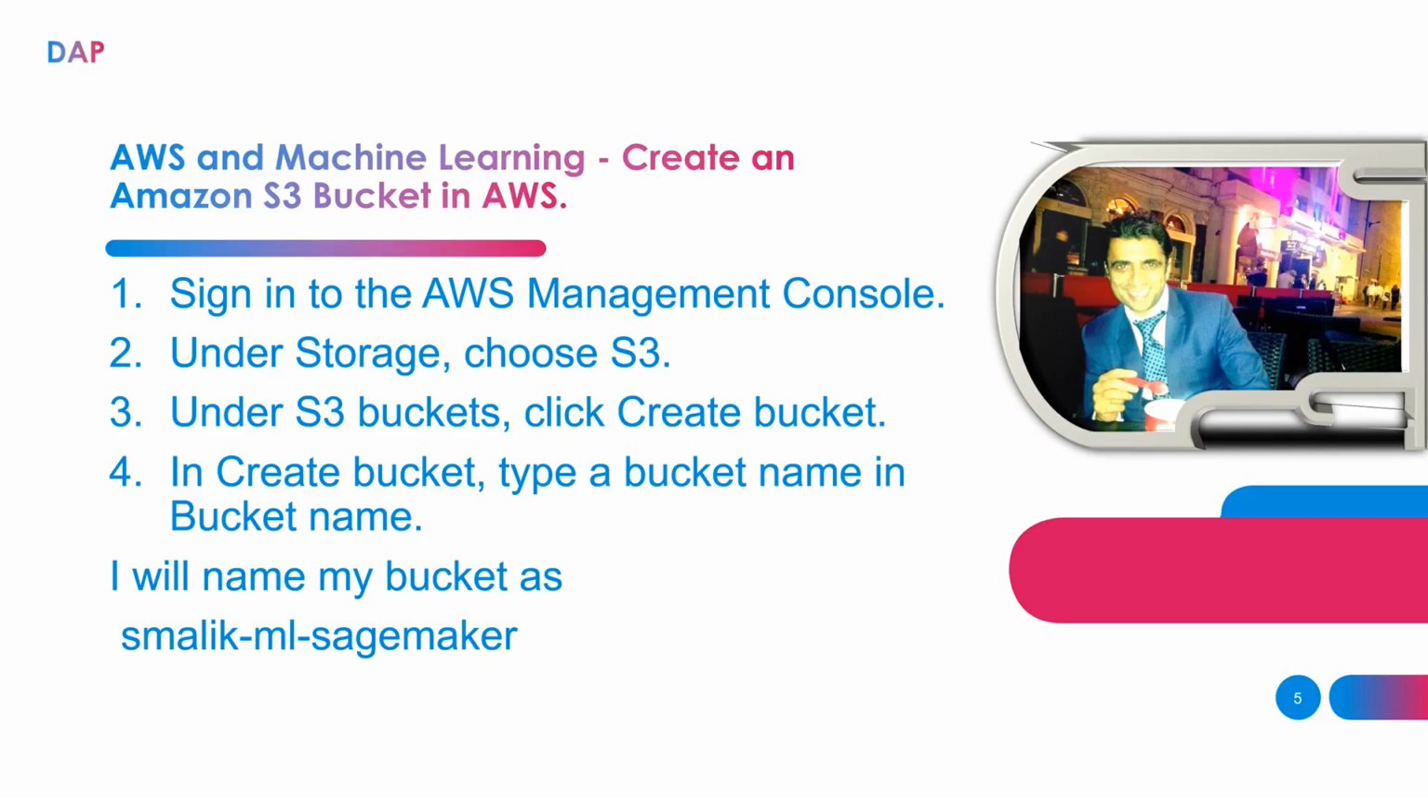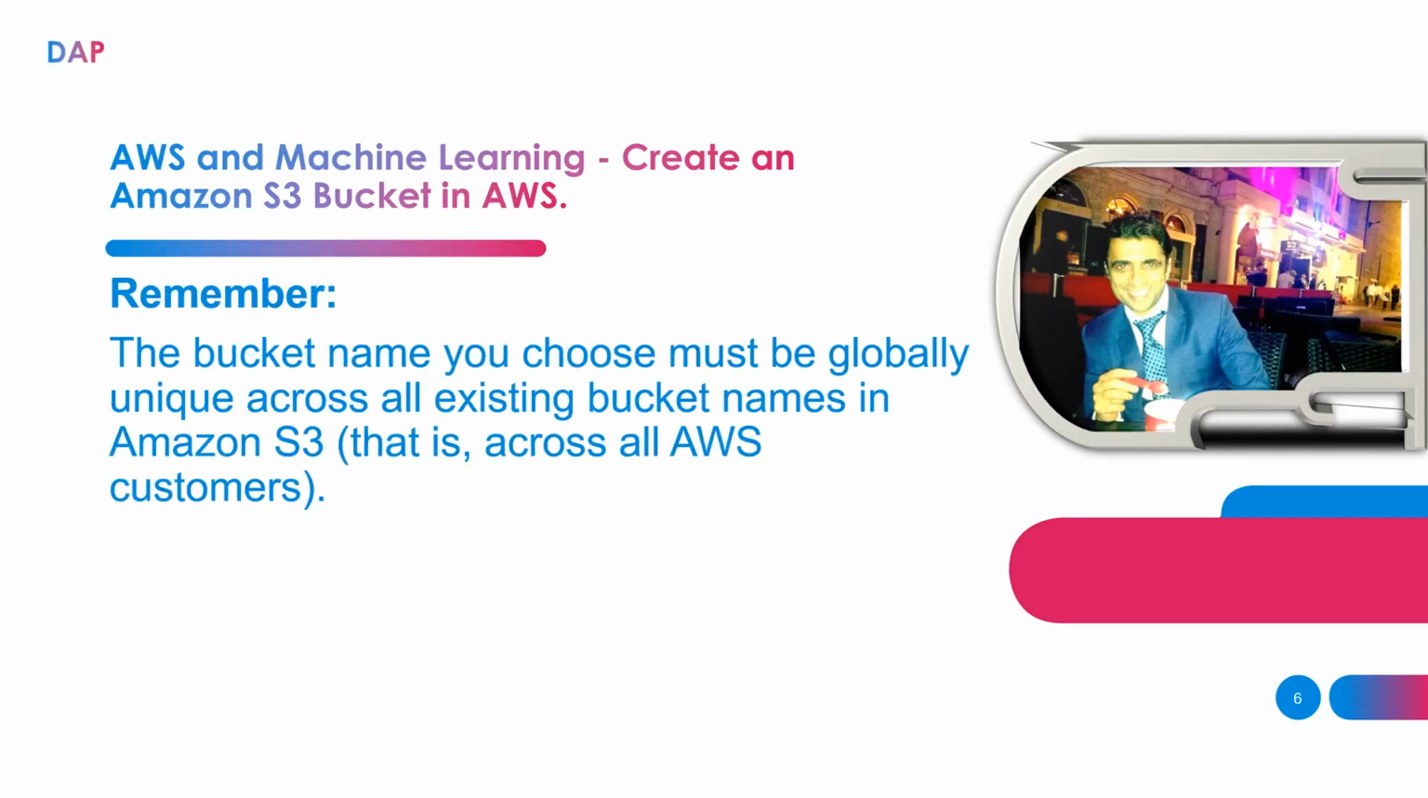Basically, you could prefix where I have said smalik. You could put your name, and then hyphen ml hyphen Sagemaker could be the same. But we have to give a meaningful name so that it makes sense to us and to other team members who are going to use it. Now remember that the bucket name you choose must be globally unique across all existing bucket names in Amazon S3, that is across all Amazon customers. If you don't do so, then it will create an error.